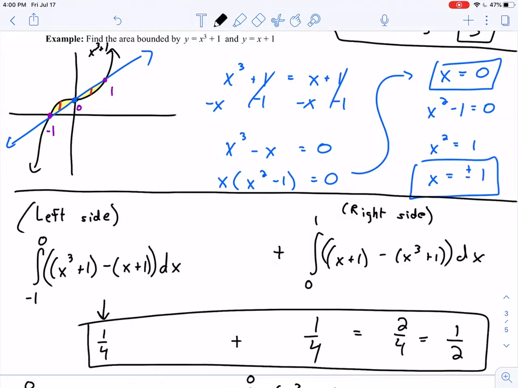So this one is very tricky. I won't ask anything like this on the exam, but it is important to make sure that you check for those points of intersection, because if you have more than one point of intersection, or if you have a point of intersection in your interval that is given to you, then you do have to split that up into multiple integrals. So just something else to keep an eye out for.